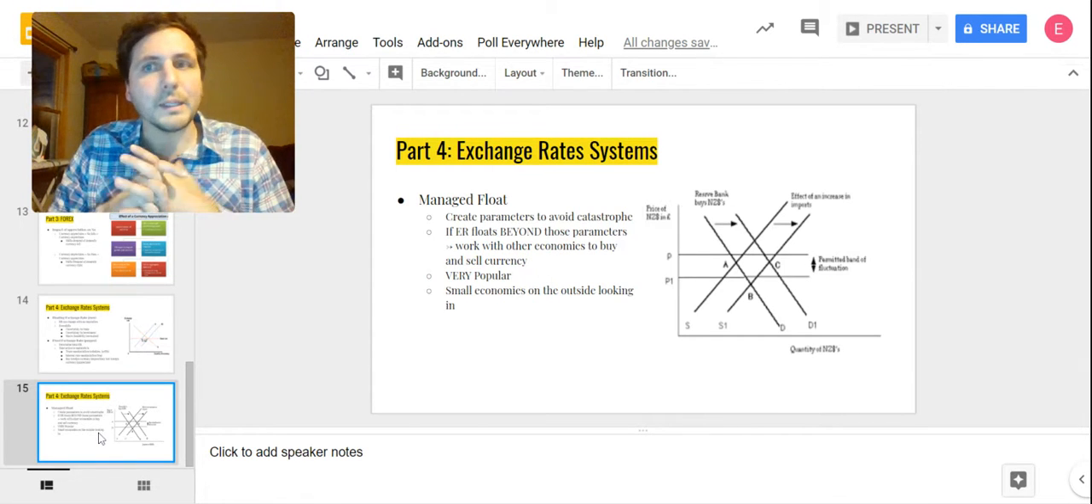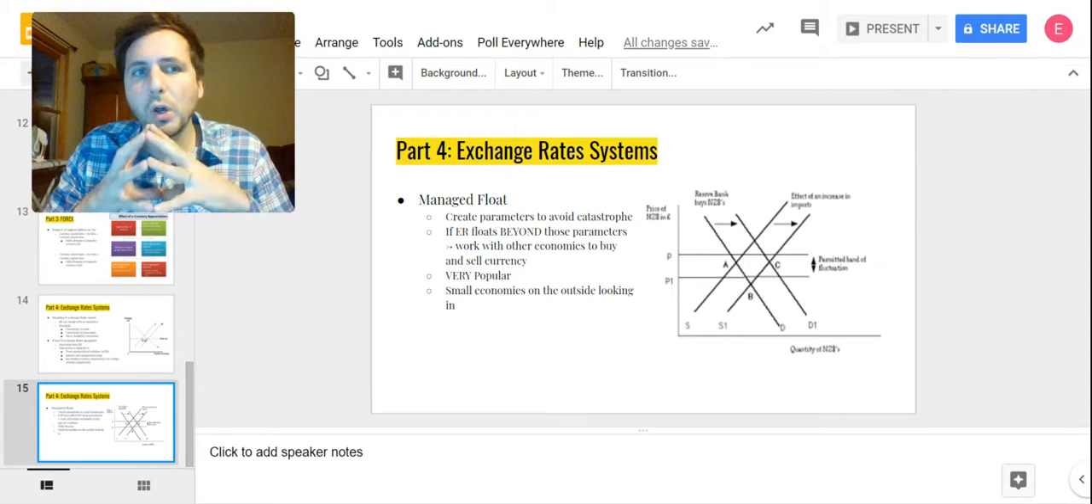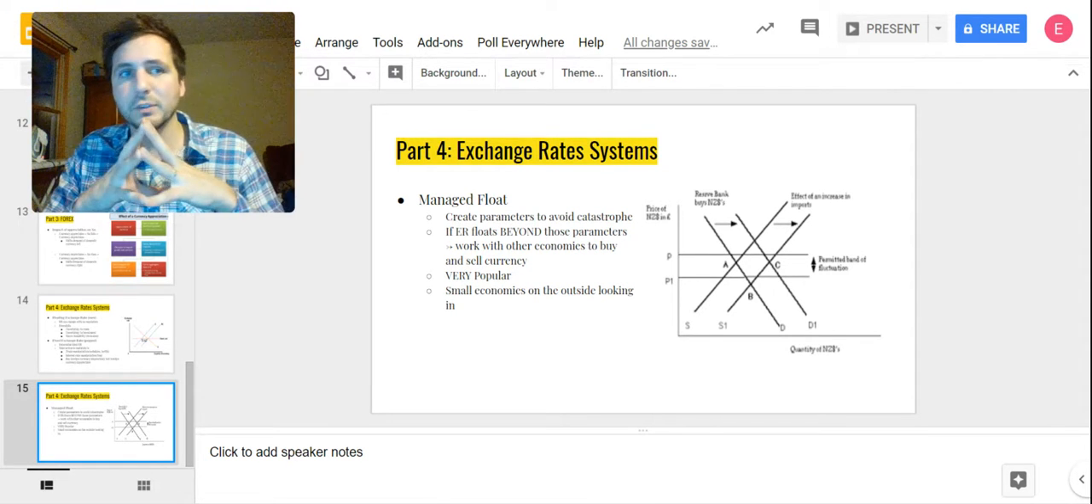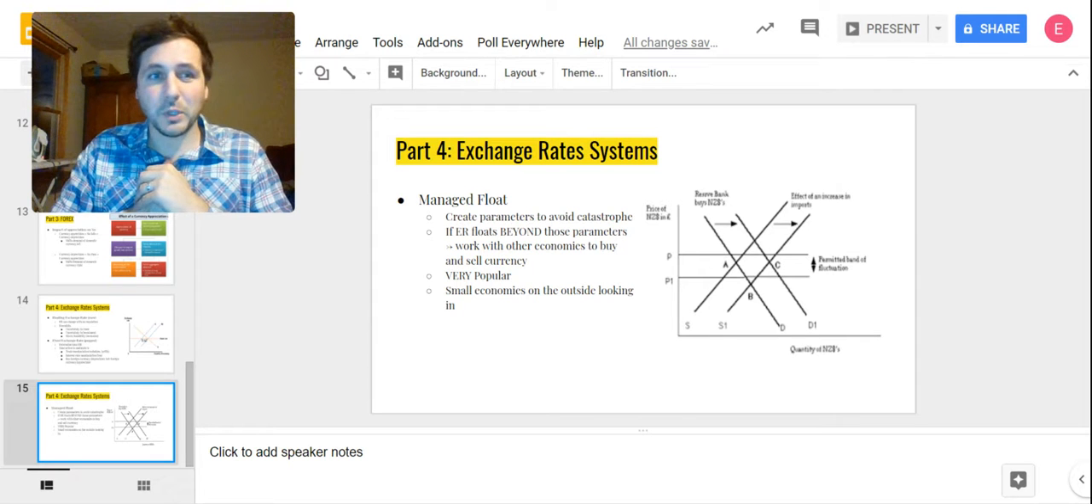All right, that's it. That's everything you need to know for the exam. Make sure that you're able to draw a foreign exchange market and show shifts with those determinants. That's going to be your FRQ.